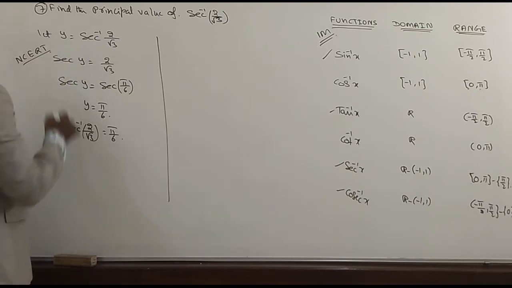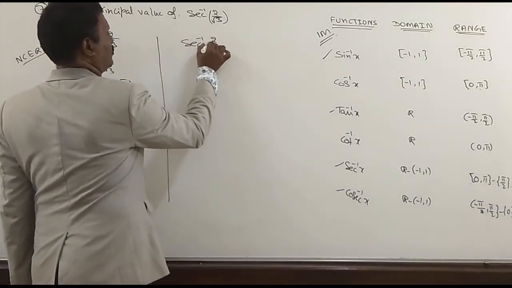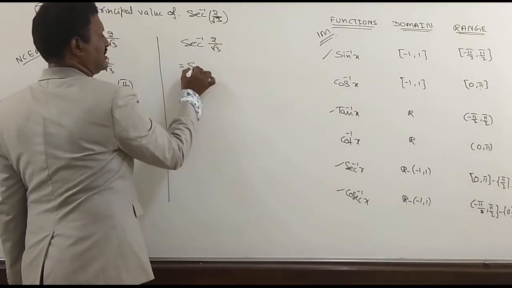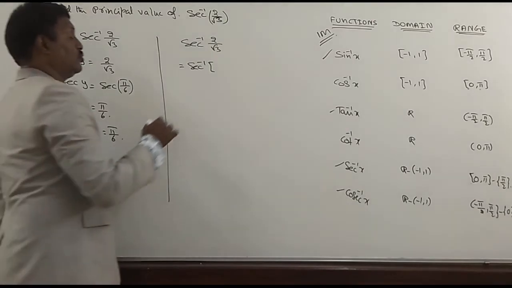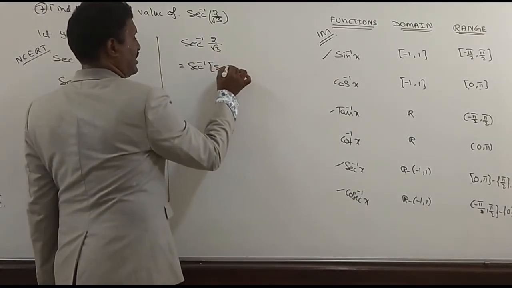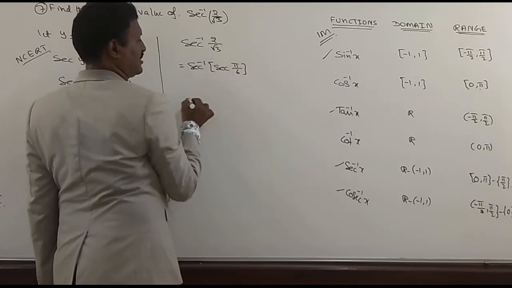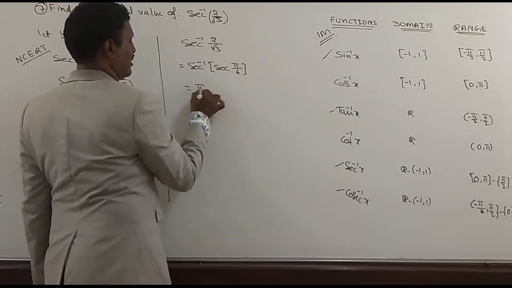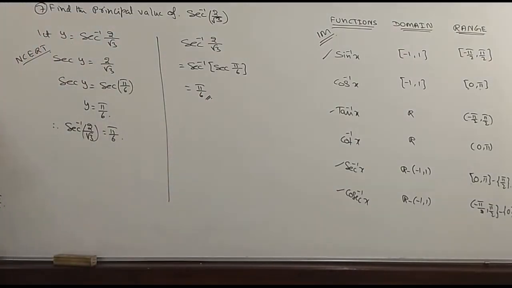Another way, directly: how can you find secant inverse of 2 divided by root 3? Write it down as it is, 2 by root 3. Using the trigonometric table, secant pi by 6, that is 30 degrees. So the answer is pi by 6. Directly you can write it like that. Yes, so write it down.